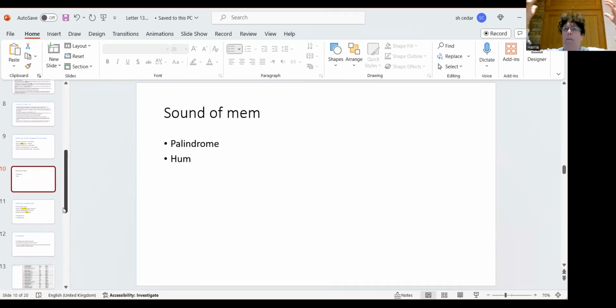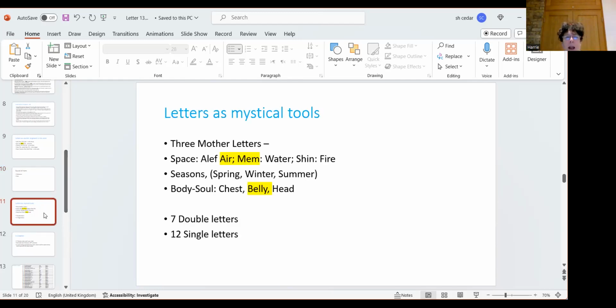Aleph has got that air breathiness to it. Mem has this watery, really mother nature down on the earth sound to it. Shin, the other mother letter that will come across, has a sound of fire, shin, to it. So the sounds also mean something. And in the Sefer Yetzirah, they're called the 3 mother letters. Space, air is that aleph, and mem is that water, and shin is a fiery sound.